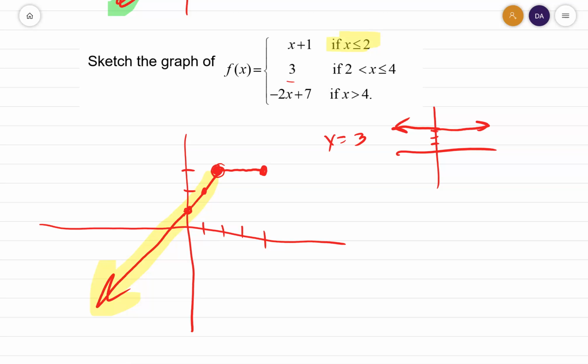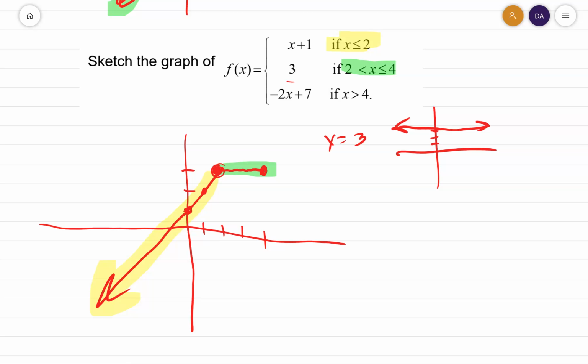Our last rule says what? Negative 2x plus 7 if x is greater than 4. So we are on our third section. This went from here to here. And last, negative 2x plus 7. You got a couple options.